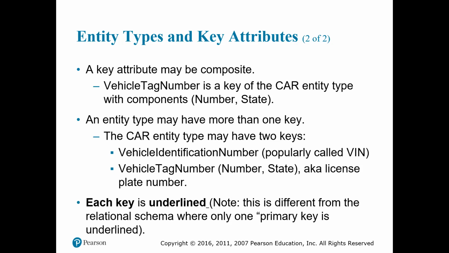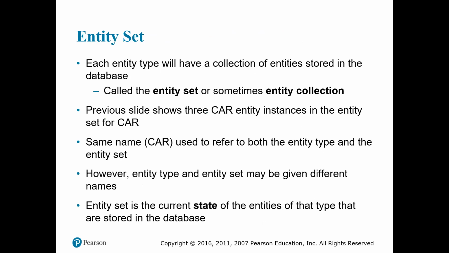So in our parlance, a key attribute is underlined. If you've looked forward through the book, these diagrams are busier than they need to be. I guess maybe that's why I've never used them. So each entity type, person, will have a collection of entities stored in the database, and it's called an entity set or an entity collection. I've never heard it called that. That would be a table, but conceptually, an entity set or an entity collection.